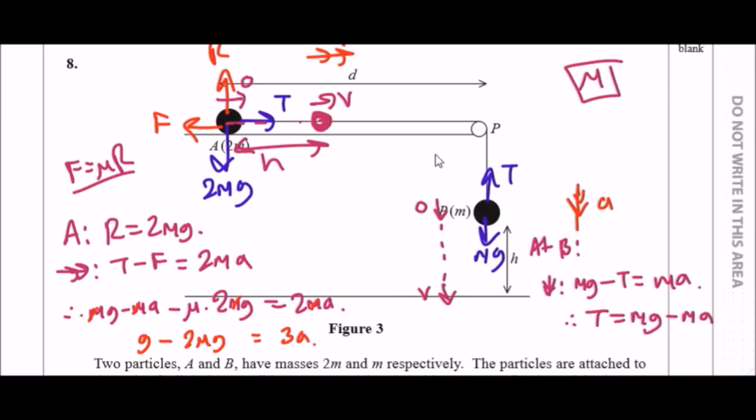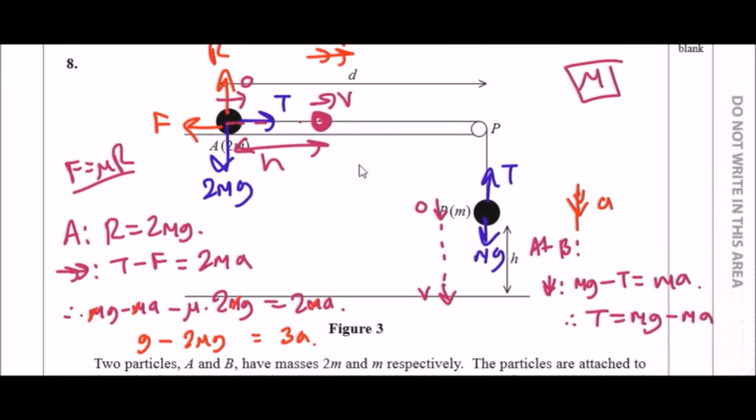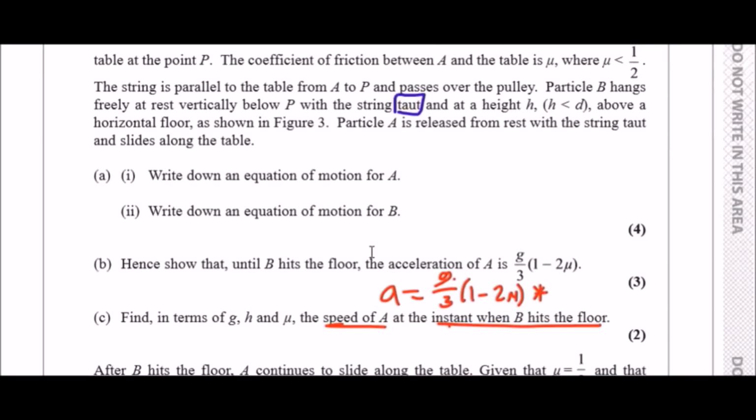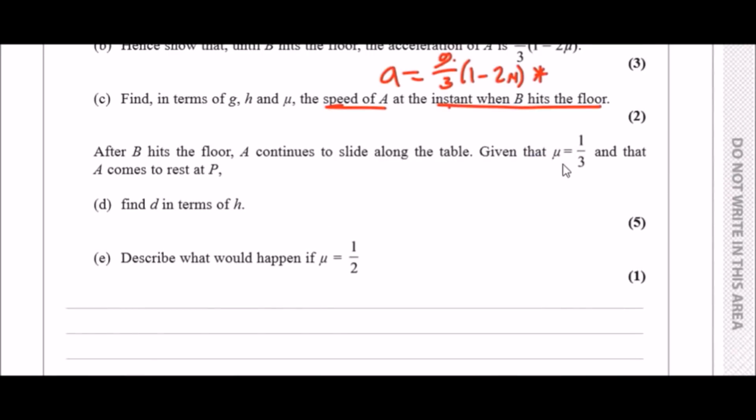When it hits the ground, I'm guessing the string might become slack. Now, what do we know? We know that the initial speed is 0, the final speed is v, and the distance traveled is h. We also have a constant acceleration, thanks to part b. So let's write all of this down below here. We have acceleration given to be this.